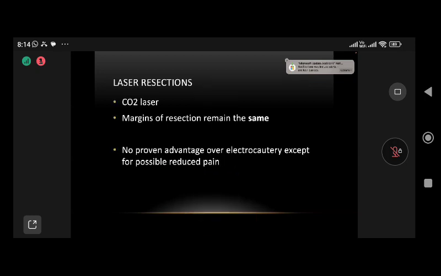Now, generally, what we use are CO2 lasers. The margins of resection remain the same. The principles do not change no matter if you use laser or cautery. You have a small 1 centimeter lesion, you still have to take a 1 centimeter margin. However, there is no proven advantage of lasers over electrocautery except for a possible reduced pain. So if you can't do a laser resection, it's absolutely fine. The resection remains the same.